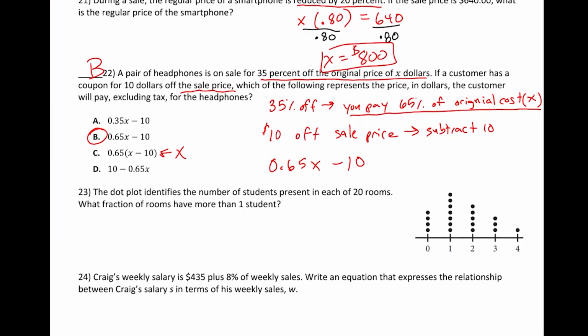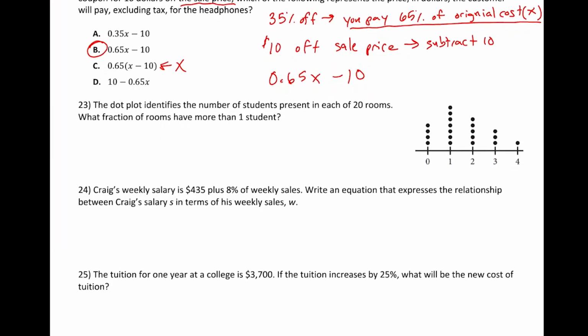Number 23 says the dot plot identifies the number of students present in each of 20 rooms. So you have 20 rooms and each room has so many students. Just to try to understand this dot plot, what this means is there are 4 rooms with 0 students. Here there's 1, 2, 3, 4, 5 rooms with students. Okay, so now that we understand the dot plot, we can answer this question.